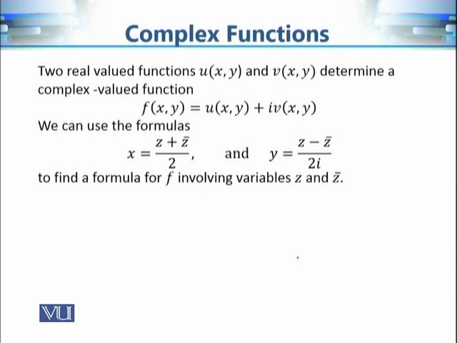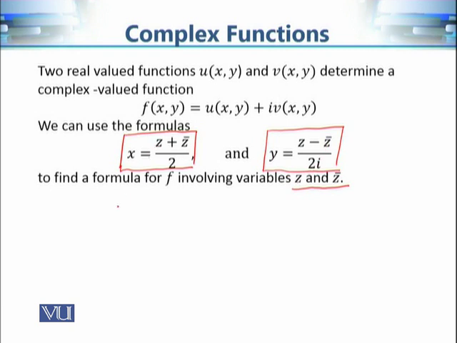Now conversely, if we are given a function in the form u of xy plus iota v of xy, then we can write it as a function involving only the variables z and z conjugate. How to do that? For that, we need to observe that x is equal to z plus conjugate of z divided by 2, and y is equal to z minus conjugate of z divided by 2 iota.